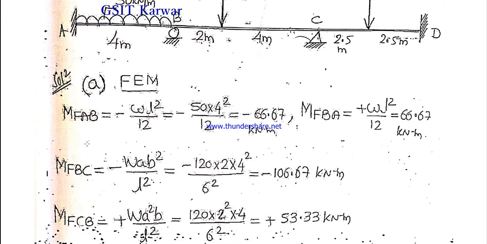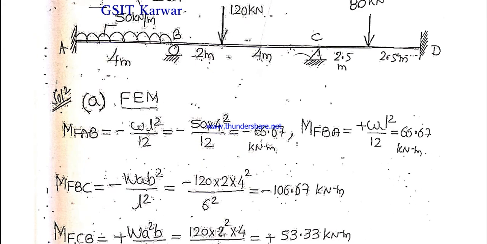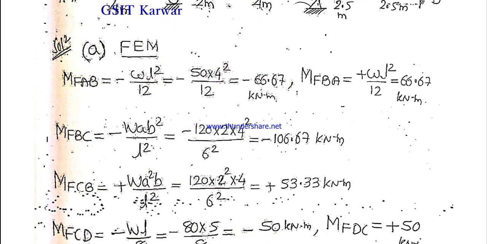And the next span is BC, so you can calculate the fixed end moment for that. The formula is according to the load condition. Here the point load is applied not exactly at the center of the span, so on this load condition, what is the formula? You remember, no? The formula is minus WAB square by L square. Yes, exactly correct.